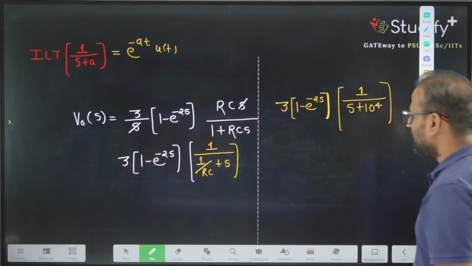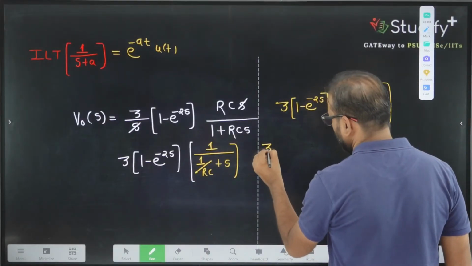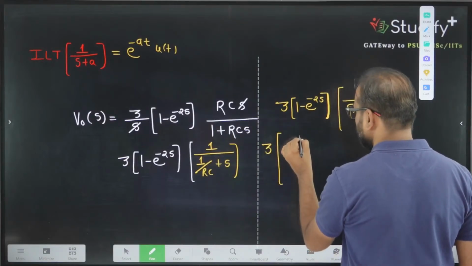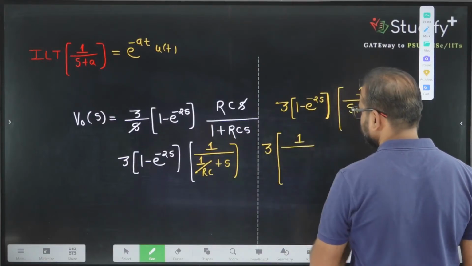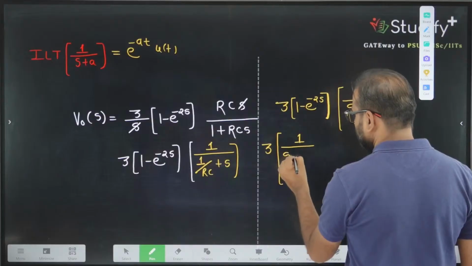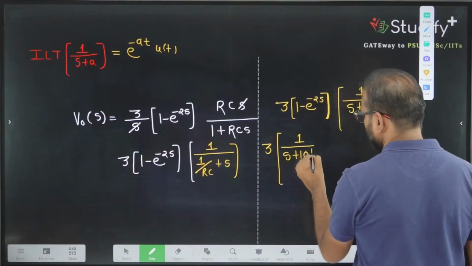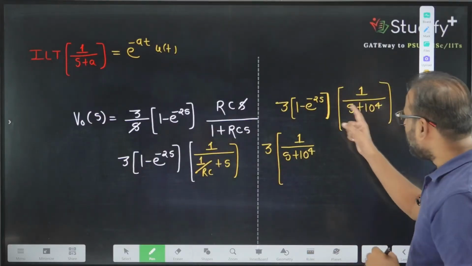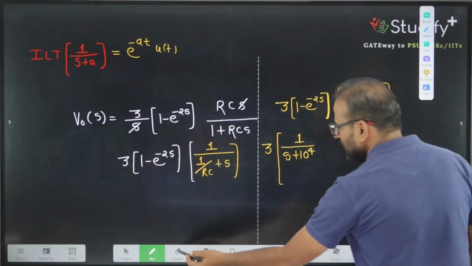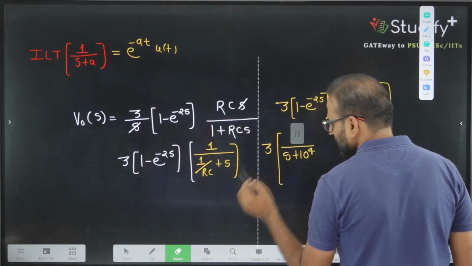You can take this 3 out. So how much can you write? This you can write as 1 divided by s plus 10 raised to the power 4. If I multiply this value here, and you can multiply it by 3 also, no issue.